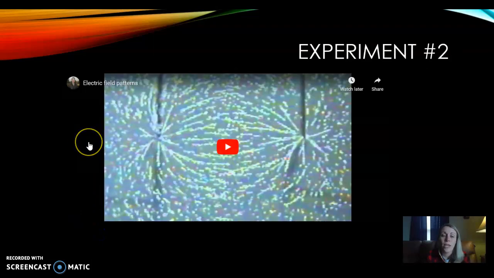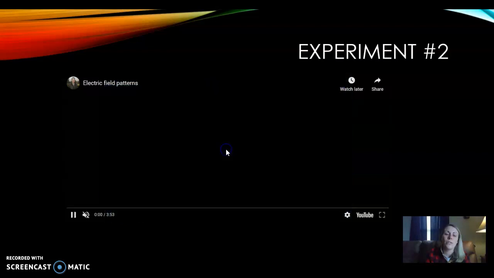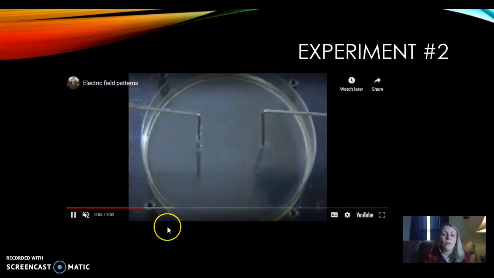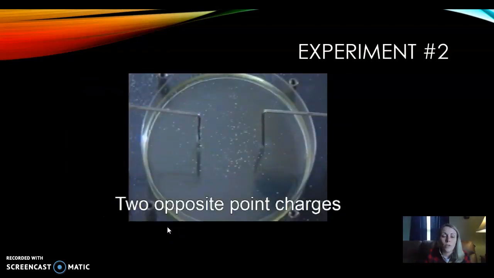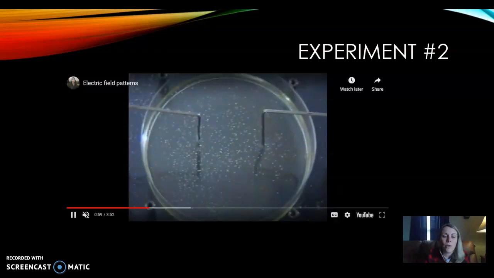Now, for our second experiment, so that's working with magnets on those two experiments. This one is dealing with electric field patterns and electric charges. This one is a little bit of a longer video, which you're more than welcome to watch on your own, but I cut it just to this section right here.